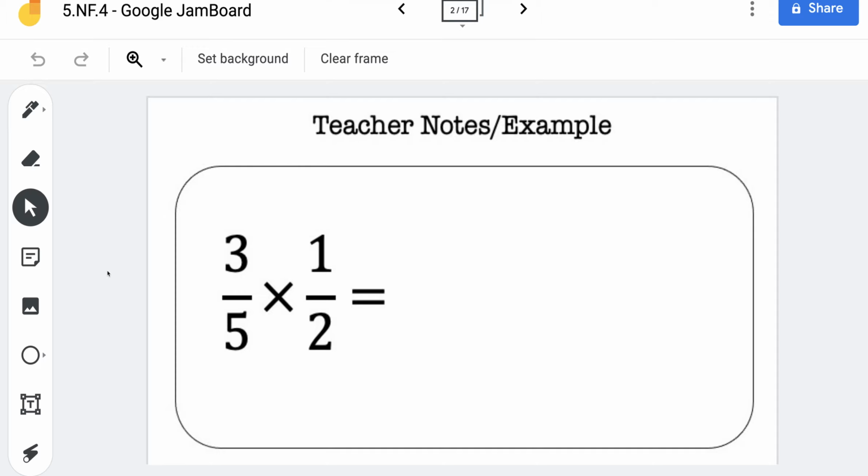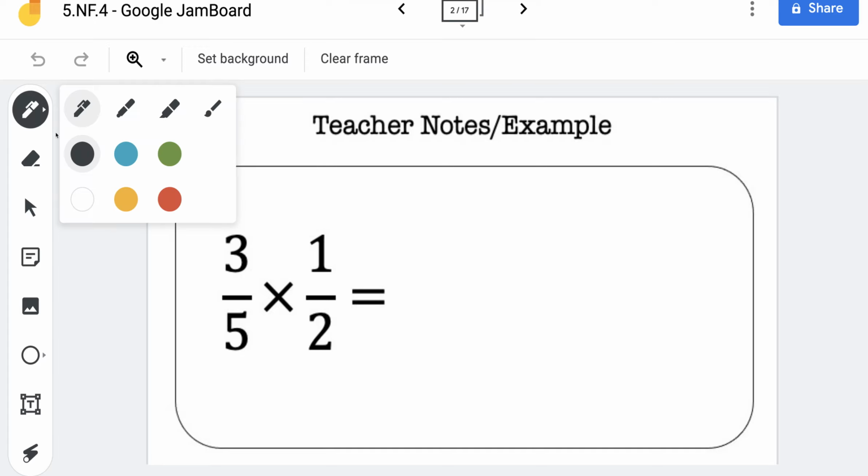Hey everybody, this is an interactive video lesson about how to multiply fractions. All right, so we're going to do 4 problems together. What I want you to do is take notes with me. So the first thing you're going to do is come over here and grab a pen or a marker. It's your choice. Okay, I'm going to go with blue.